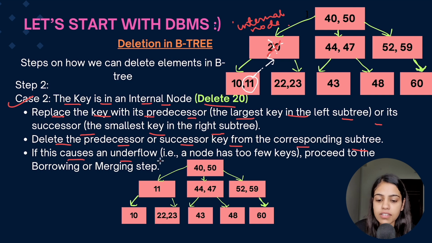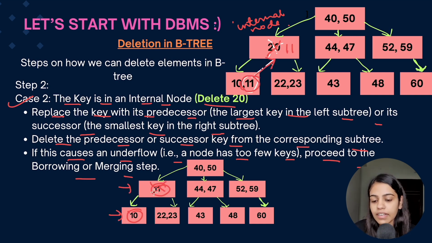Now if this causes an underflow, where the node has too few keys, proceed to the borrowing and merging step. So if this causes an underflow, we have to go to that borrowing and merging step. Now consider if we have to delete 11, and the minimum number of keys a node can have is only 1, and if we delete 11 it will violate that property. So we have to do the borrowing and merging step which we discussed for the leaf node. In the same way it will happen here as well.